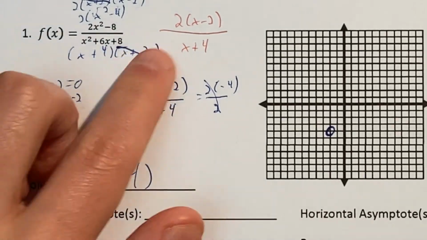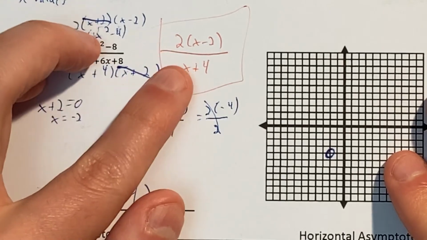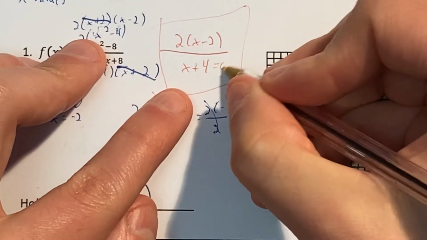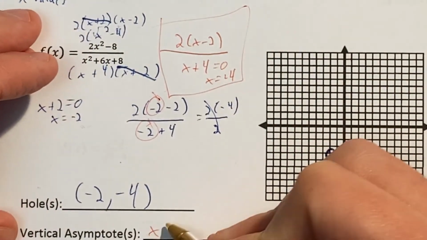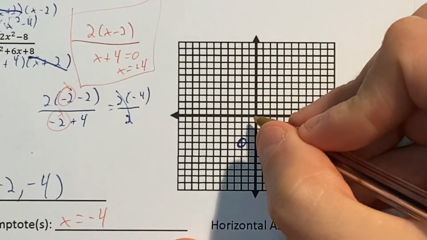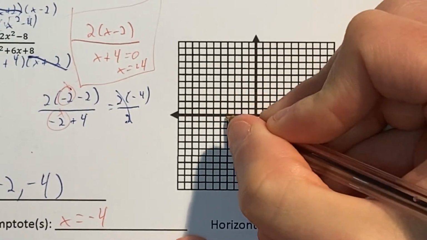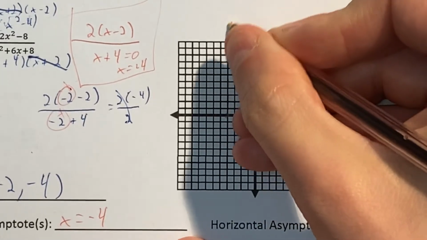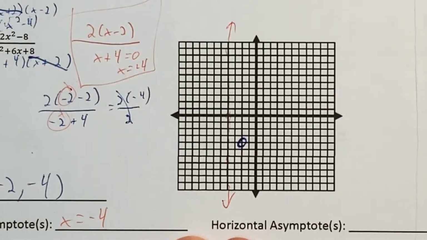Vertical asymptotes, we're going to go back to this thing, our simplified version. And if we set the bottom equal to 0, we get x equals negative 4. So, negative 4. Okay.